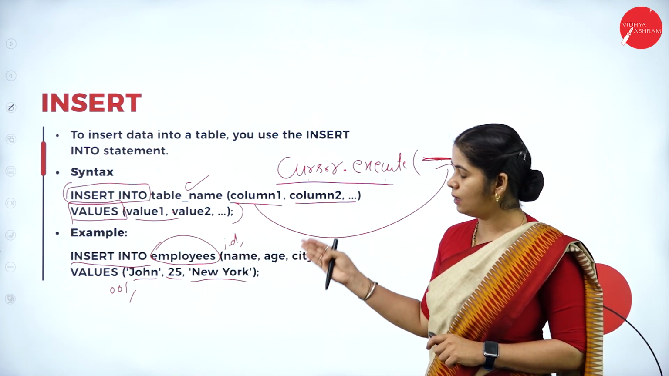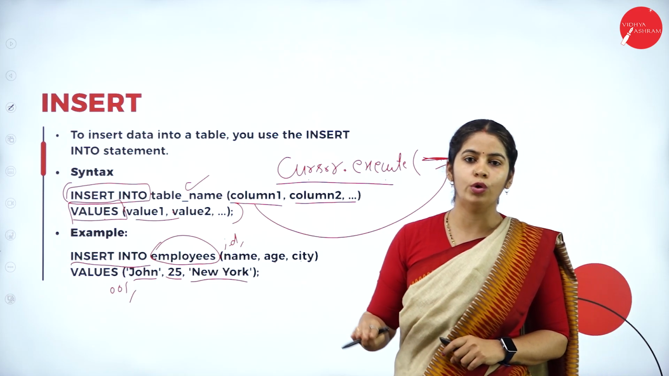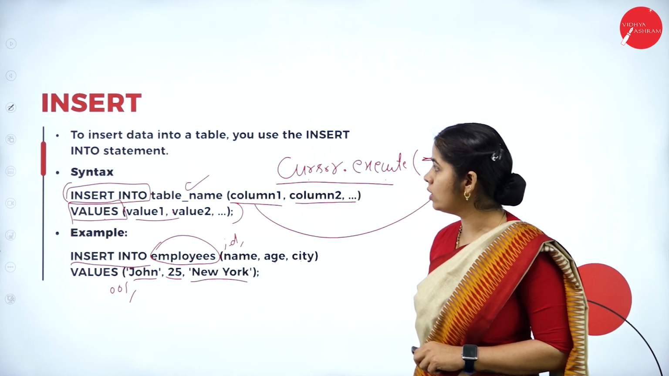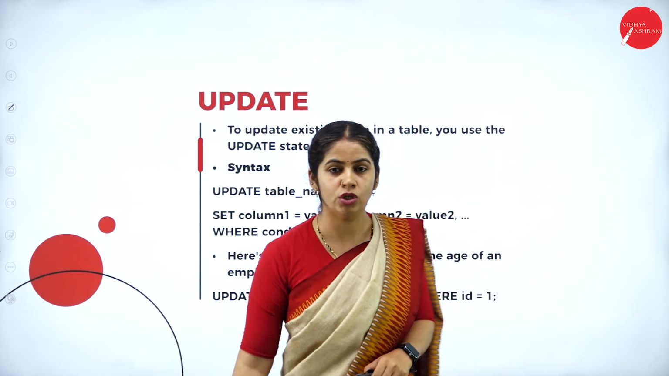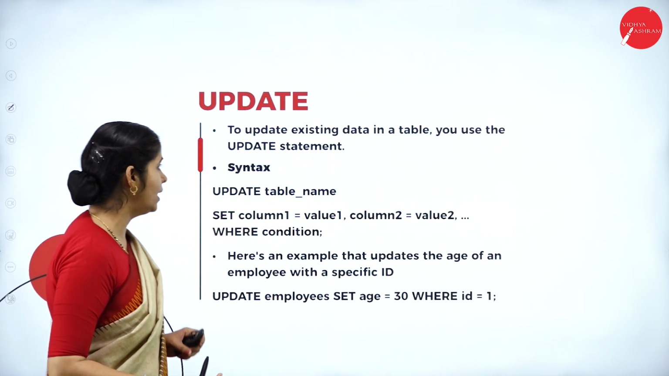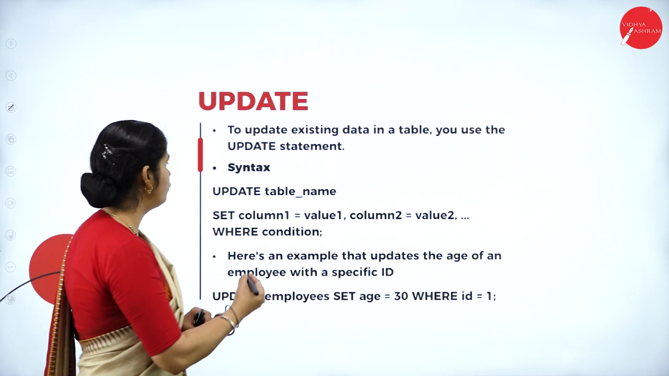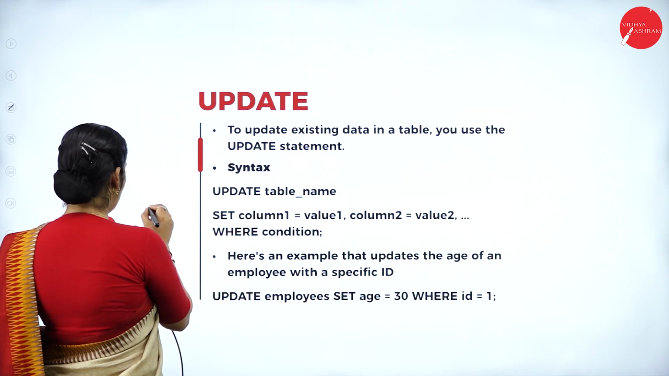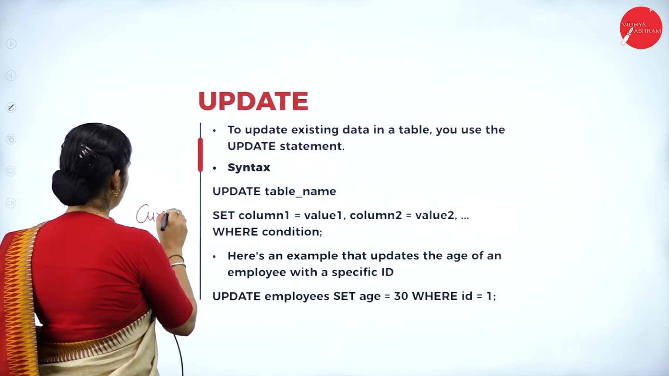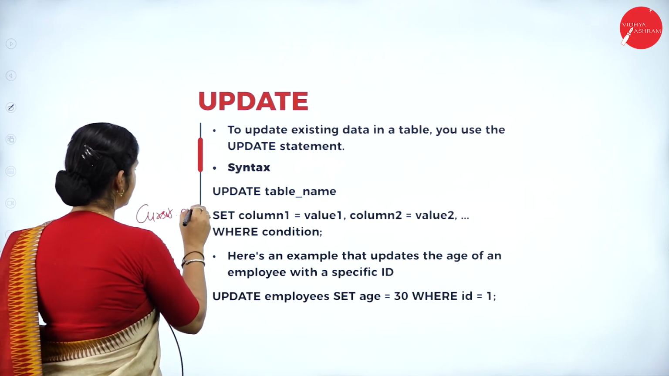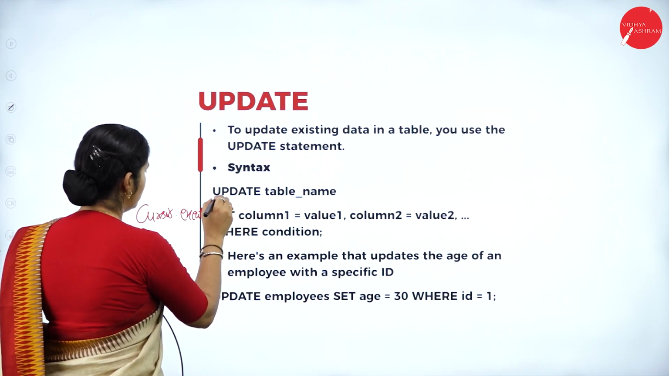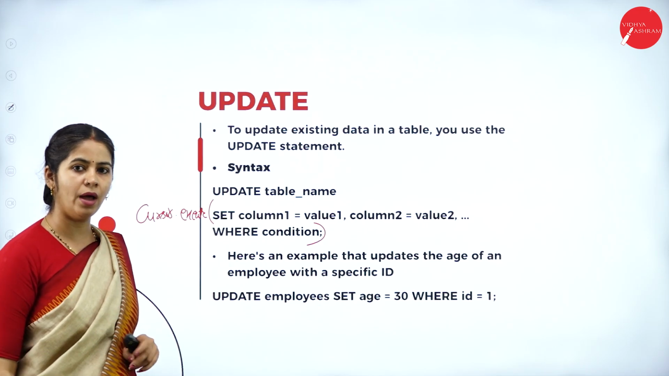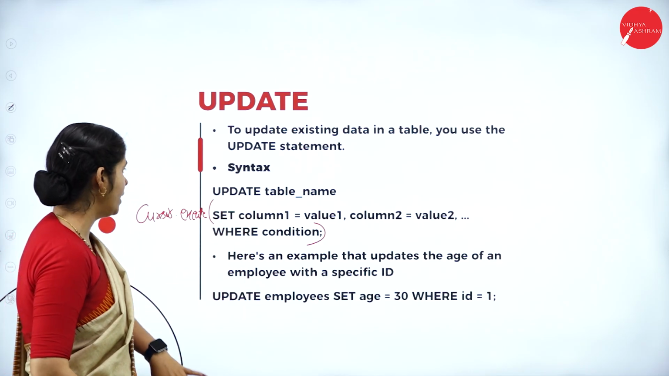We can repeat the same thing for however many rows we want, however many employees we want, we can create that many employees. Then the update operation. If you want to update anything in the database, we have to follow the same syntax. What is the syntax we have to use? Here cursor.execute. Within this we have to pass this condition as a parameter.